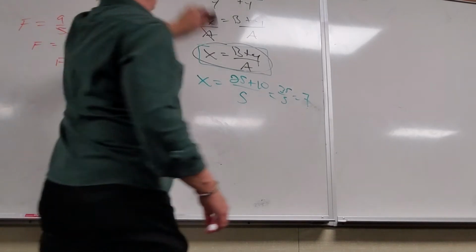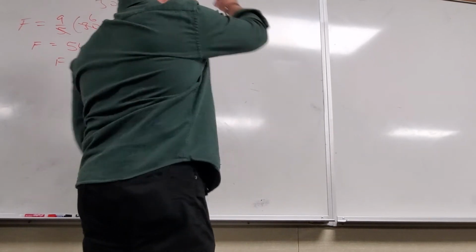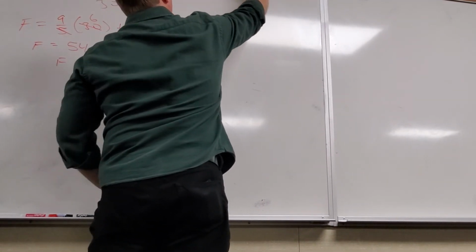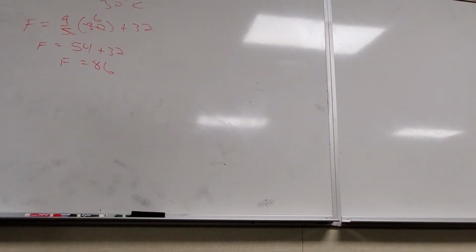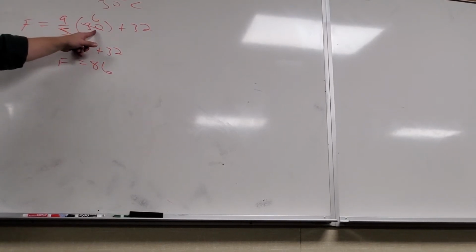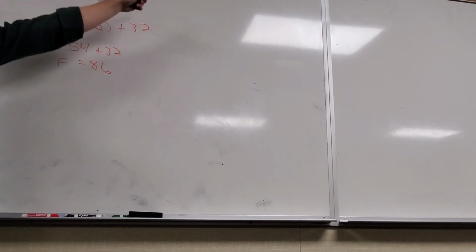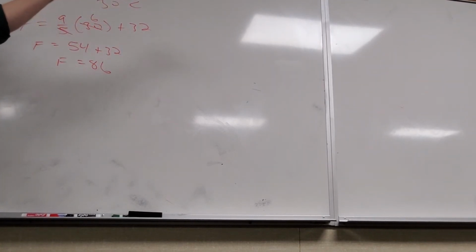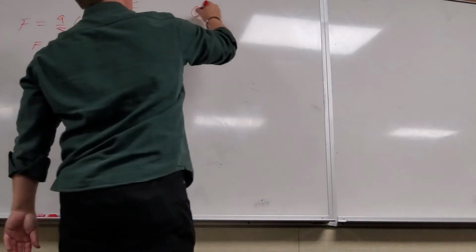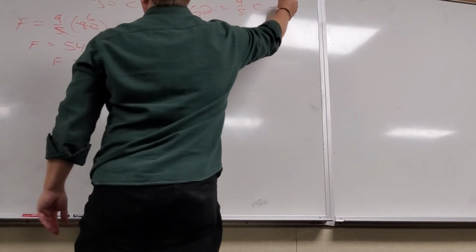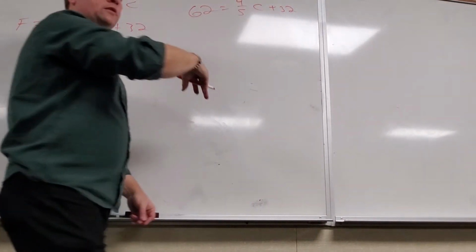All right. So what if I knew the Fahrenheit is 62 degrees? What would the Celsius be? How would I do that? Why did I put 30 here? Because that was Celsius. So if I knew the Fahrenheit 62, where would I put it? In the front. I like it. It's Fahrenheit, right? So you're going to put a 62 right here. So 62 equals 9/5 C plus 32.